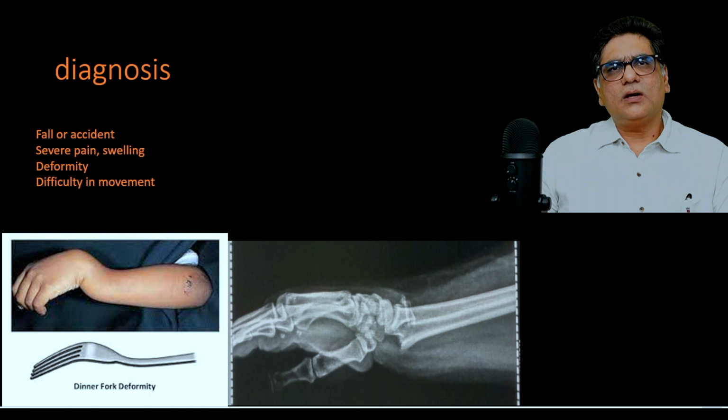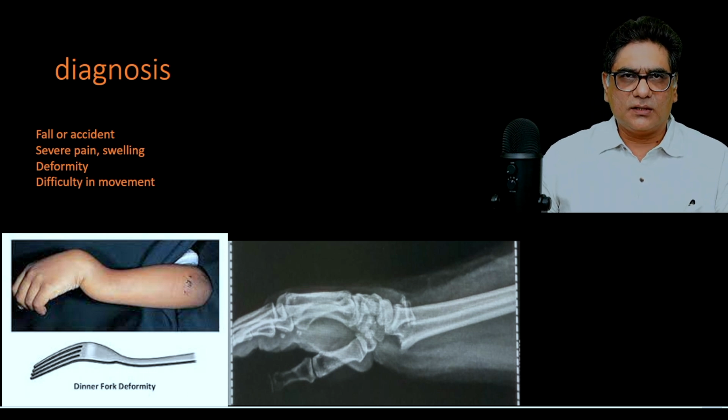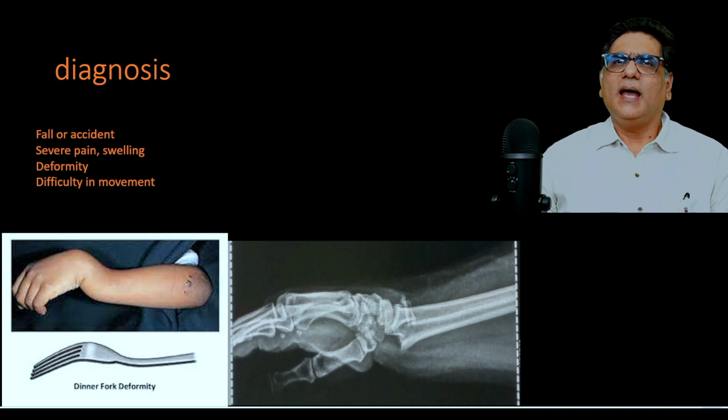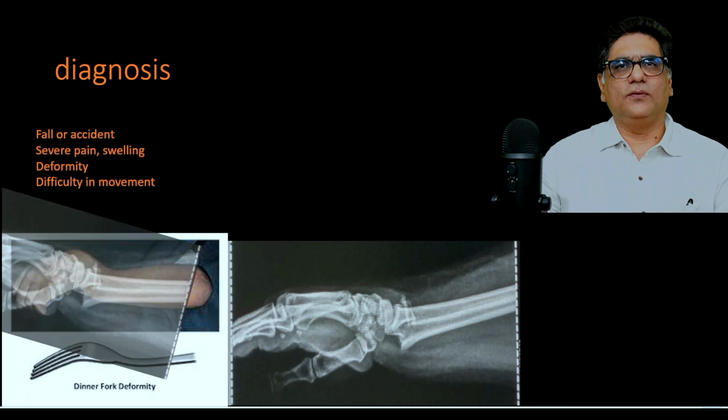So how do you diagnose or find out if you've got a wrist fracture? Usually there is a history of a fall or an accident, and there is severe pain and swelling around the wrist joint as compared to the other normal side. There is deformity at the wrist, which is commonly known as a dinner fork deformity. The wrist looks abnormal as compared to the normal side, and there is difficulty in movement of the wrist. Finger movement is possible but is painful, and the wrist is swollen. A definitive diagnosis is obviously done by taking X-rays, and sometimes a CT scan is required.